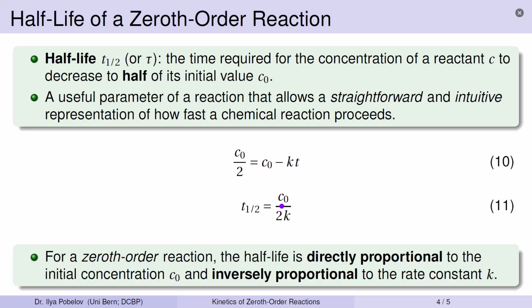This equation shows that for a zeroth-order reaction, the half-life is directly proportional to the initial concentration and inversely proportional to the rate constant. As the reaction proceeds and the concentration decreases, the time required to reach each successive half of the remaining concentration will be shorter.